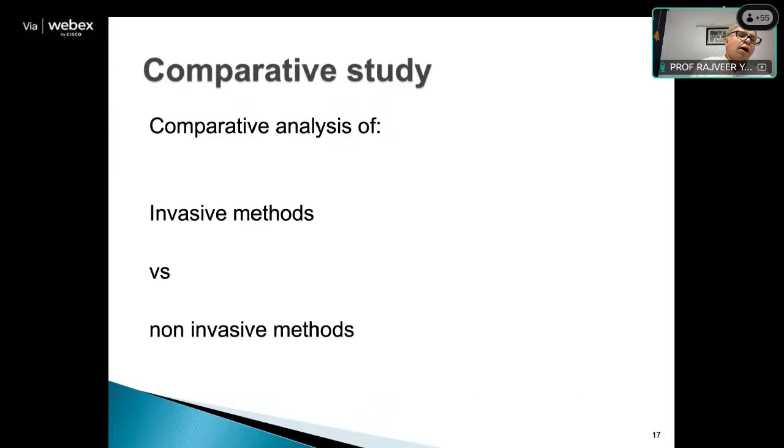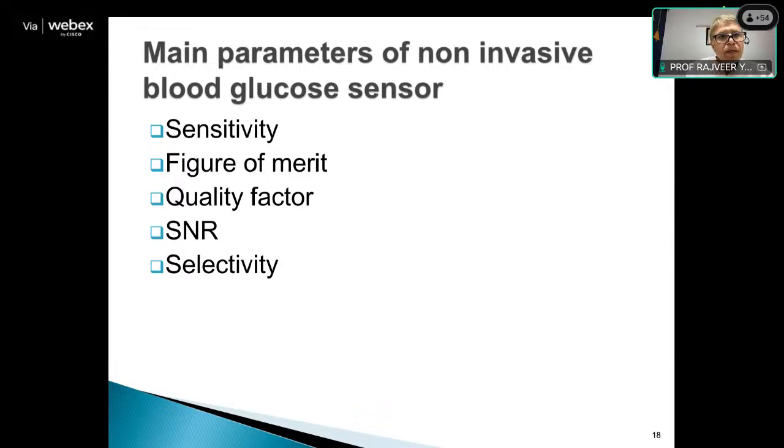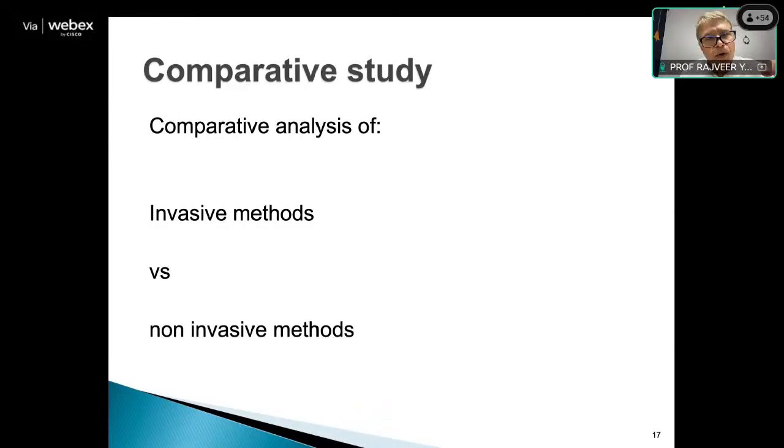Now, after we carried out these readings, we carried out a comparative analysis of how much accuracy we are able to get with invasive methods and non-invasive methods. Right now, I will not be able to give you the exact reading. We are still working on this so that we try to get the equivalent invasive as well as non-invasive. So it will take a lot of time to get you the accurate reading.